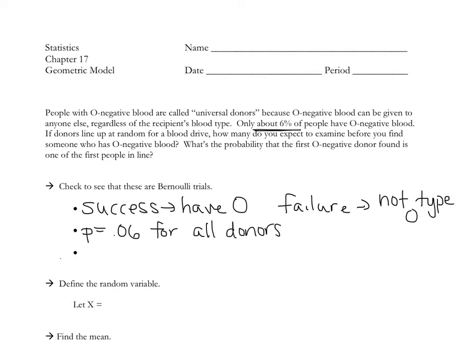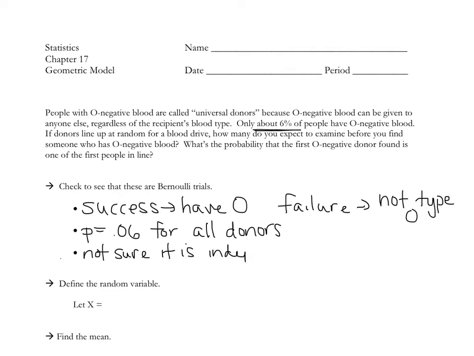A third condition, we have to make sure that each event is independent. We're not sure that one person is independent of the other. Think about it, if I have a parent that has O type blood, I might have a better chance of having it.